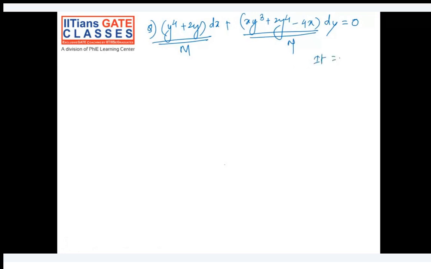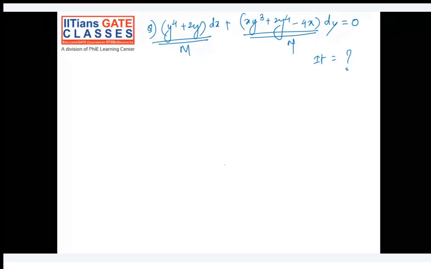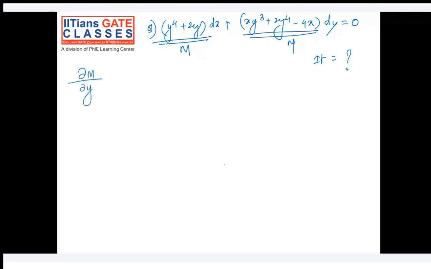Check whether it fits in type 1. No, all terms are not of the same degree. Type 2, no, we cannot take x common from the N. Okay, type 3 or type 4, you have to decide. For that, you have to calculate the differentiation of M with respect to y and the differentiation of N with respect to x. Differentiation of M with respect to y is 4y cube plus 2. Differentiation of N with respect to x is y cube minus 4.